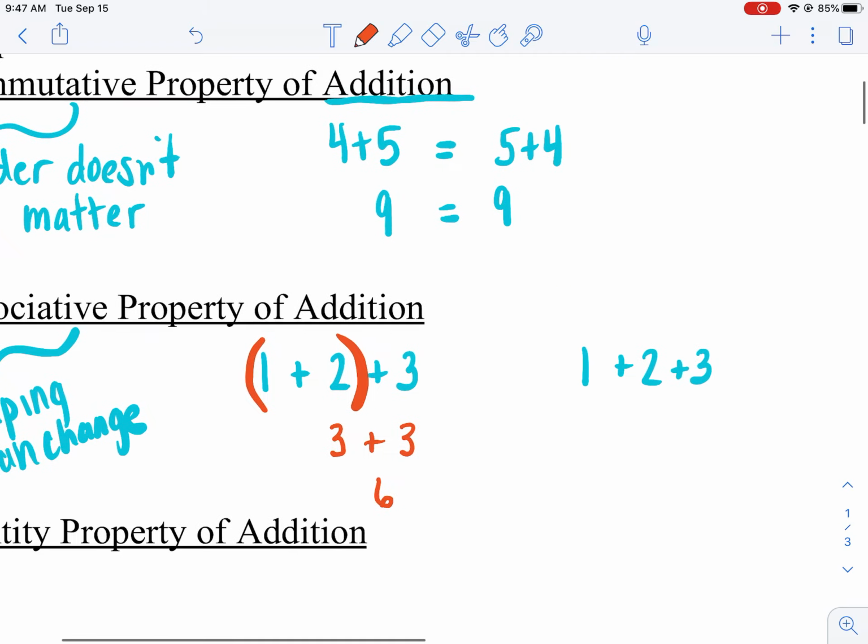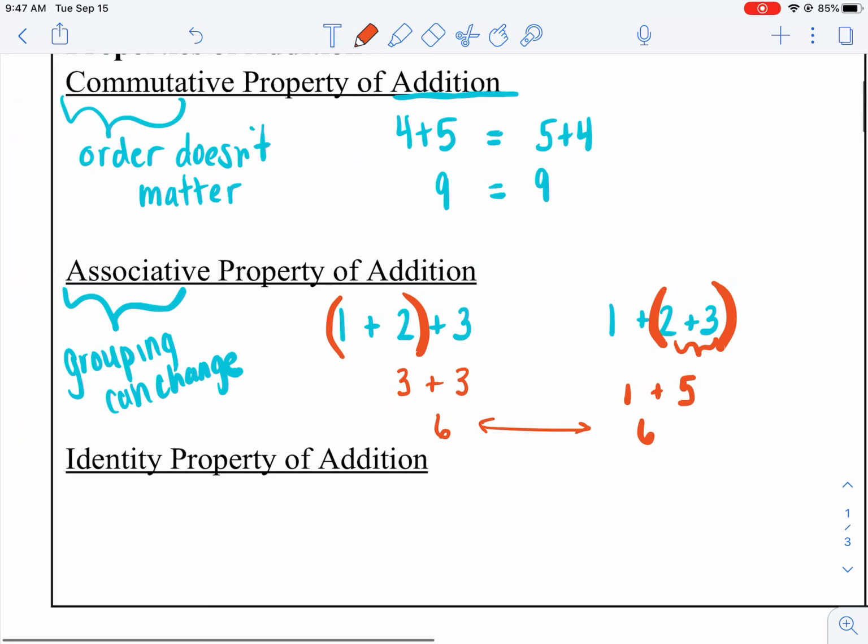Okay? Now on the other side, what I'm going to do is make the grouping with the 2 and the 3, which means I have to add that first. So 2 plus 3 is 5, and then that other 1 also gives us 6. And you can see here we got the same answer. So that's the commutative property and the associative property of addition using operation addition.